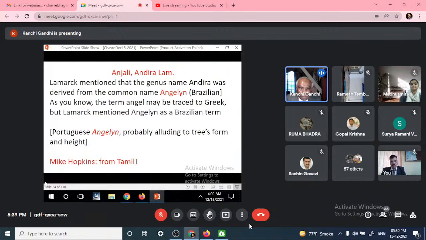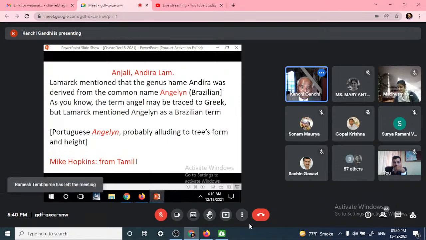Then an expert came. He said, no, angelim is not an original Brazilian term. It came from Tamil and Malayalam. Mike Hopkins, an expert, not only a botanist, but an expert in languages. He lives in Brazil. He said it came from Tamil and Malayalam. How did this happen? The Portuguese who were in Kerala and Goa. You know, Portuguese were the first Europeans in modern time to land in Kerala sometime in 1490s. They were there for some time, then they finally moved to Goa.